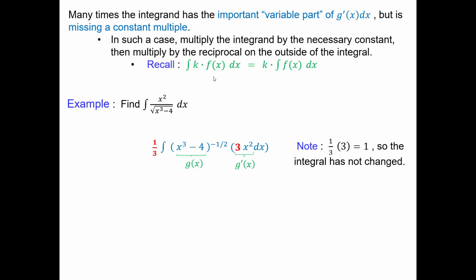So now that we see that derivative, we can disregard that derivative. And we're now at a point where we just integrate the outside function, which is u to the negative 1/2.